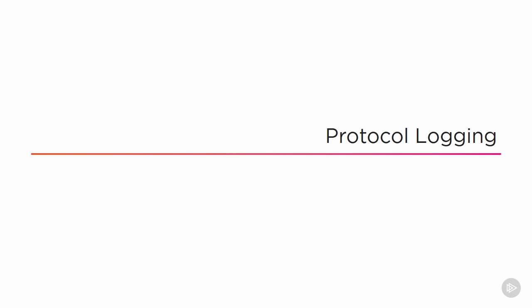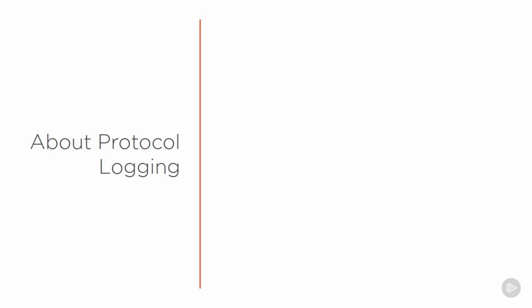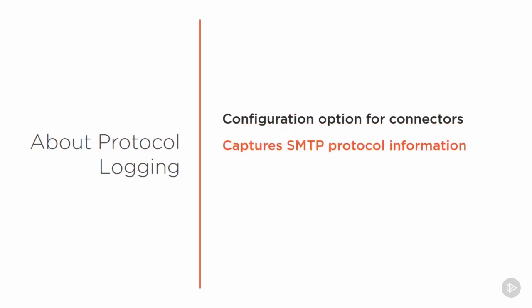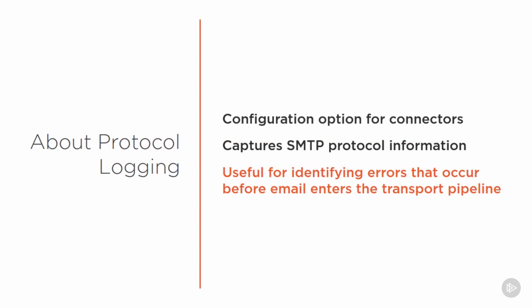So now let's get into something a little more advanced and look at protocol logging. Protocol logging is an option that can be configured on send and receive connectors. Protocol logging captures the SMTP conversation that is occurring between two hosts or two devices. Because the protocol logs are capturing what happens at the very first stage of the SMTP connection, they'll capture errors and other useful troubleshooting information before an email message even enters the transport pipeline. So in that sense, protocol logs are useful for troubleshooting from a server perspective any connectivity issues that might be occurring.